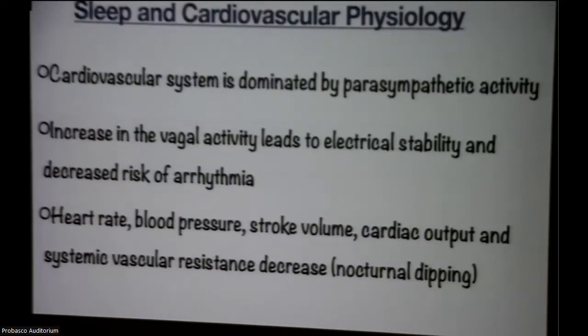The cardiovascular system also has an intrinsic relationship with the CNS central sleep control centers. At night, the cardiovascular system is dominated by parasympathetic activity, as we have already alluded to. There's an increase in vagal activity, which reduces the risk of arrhythmia. And this is the basis for understanding all sorts of arrhythmias that happen in people that have disrupted sleep, including atrial fibrillation. And then heart rate, blood pressure, stroke volume, cardiac output, and systemic vascular resistance all decrease with this phenomenon that we call nocturnal dipping.